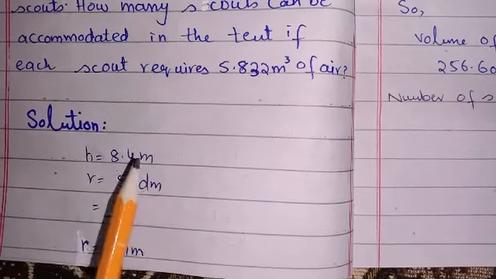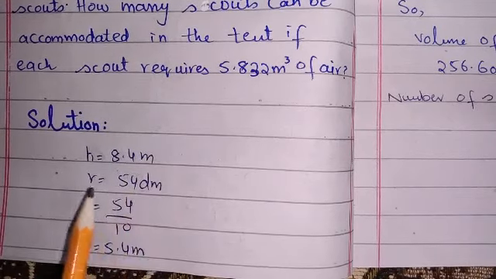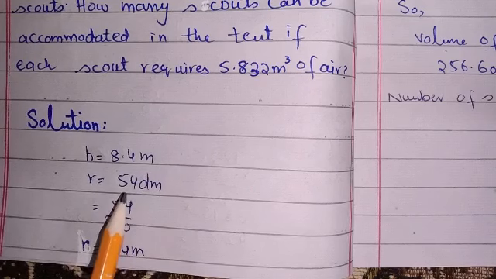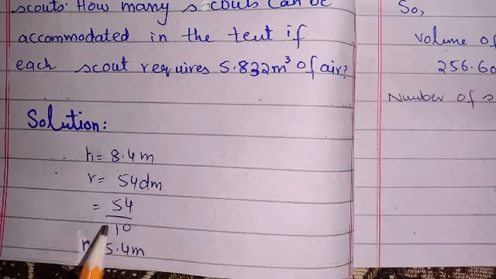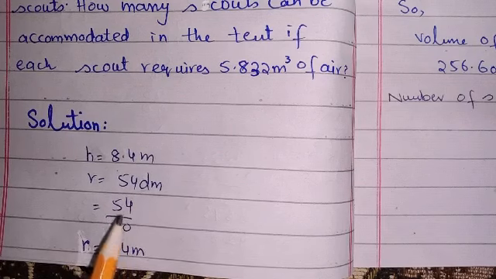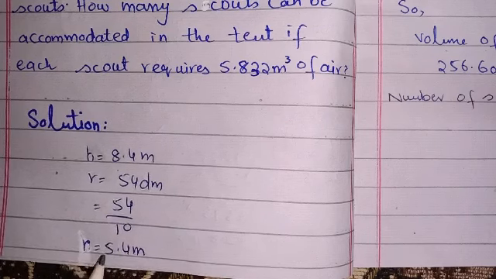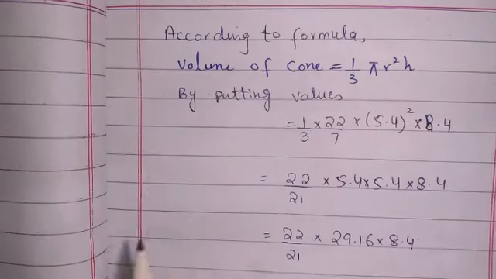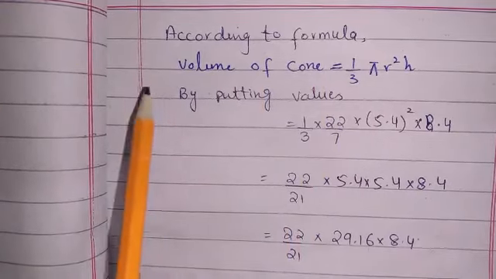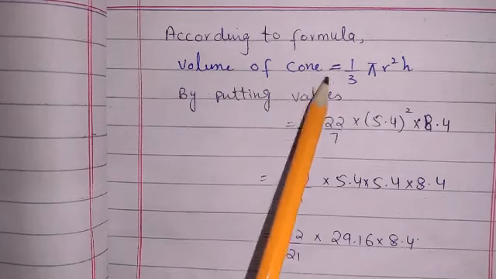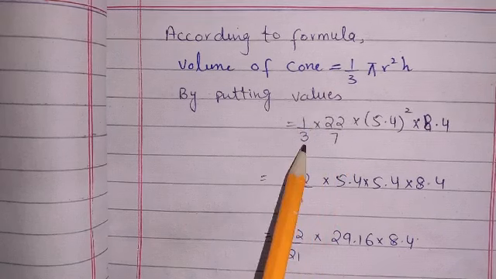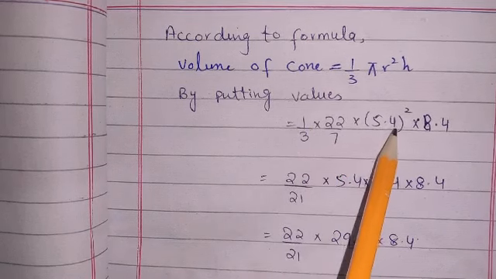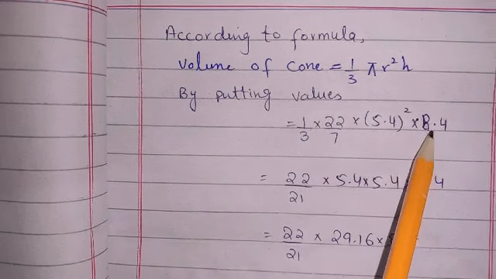Here h is equal to 8.4 meter given to us and r is equal to 54 dm. First, students, we will convert this dm into meter. We will divide 54 by 10. We got 5.4 meter. So r is equal to 5.4 meter. According to the formula, students all know that volume of cone is equal to 1 over 3 pi r square h. Now by putting values, 1 over 3 into 22 over 7 into 5.4 whole square into 8.4.